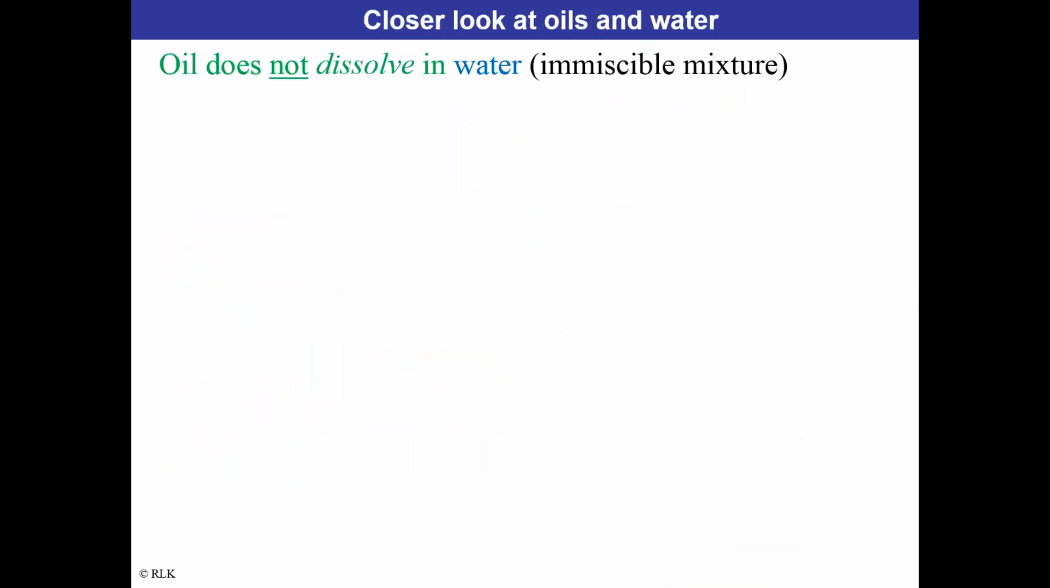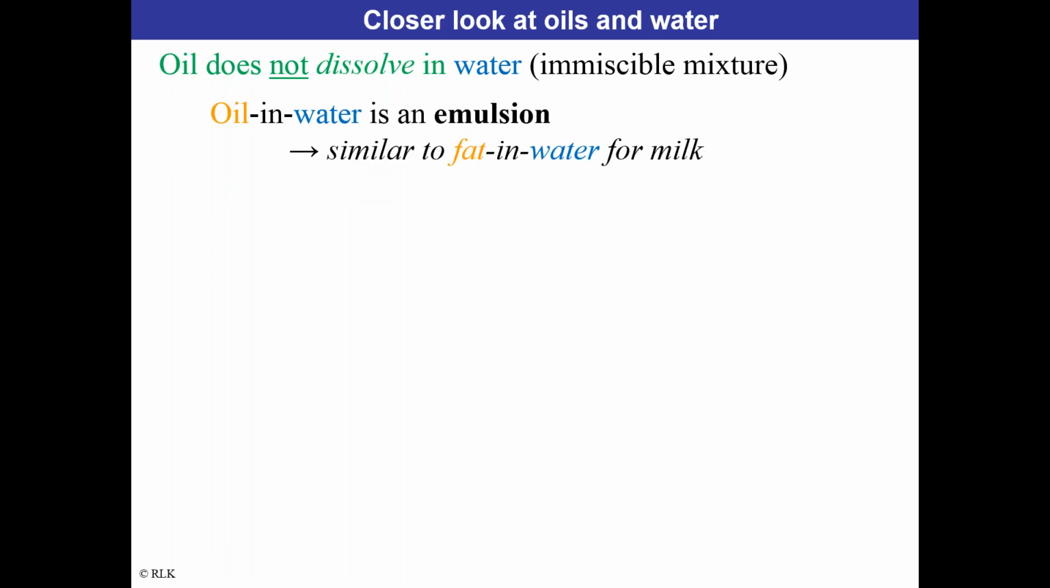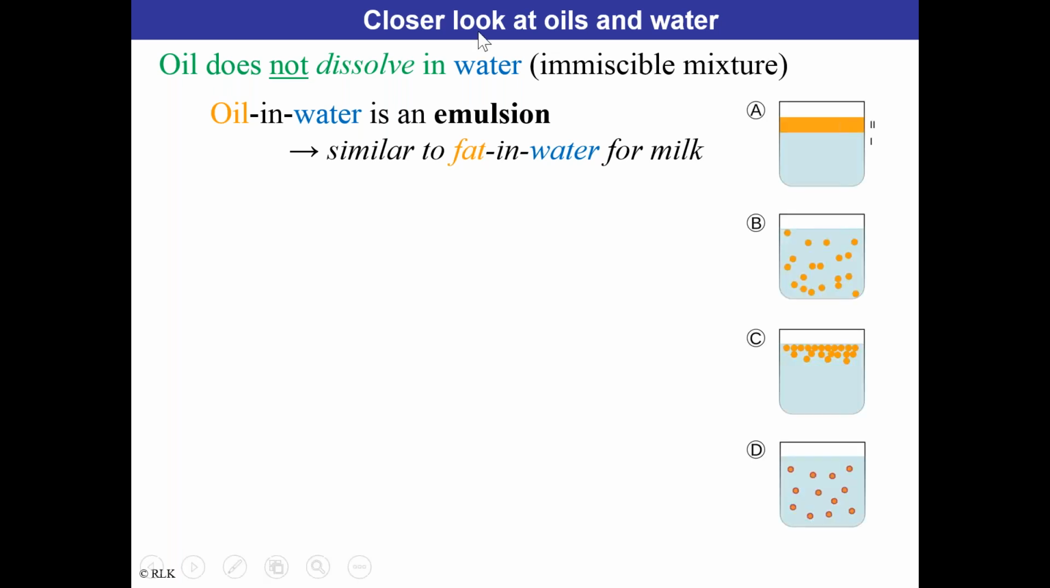Okay, so looking at oils and waters, again, let's refresh our memory of what we had previously talked about. Oil does not dissolve in water. This is an immiscible mixture, we would call it. An oil and water mixture would be considered an emulsion, and this would be similar to the fat in water system that exists as milk. So that would be an oil and water emulsion.